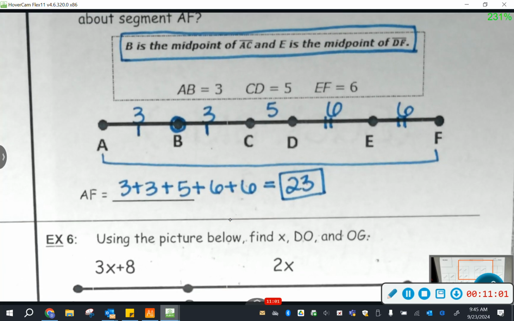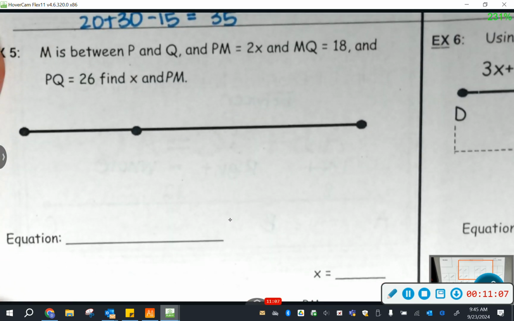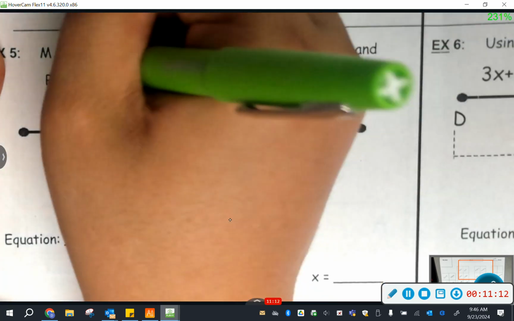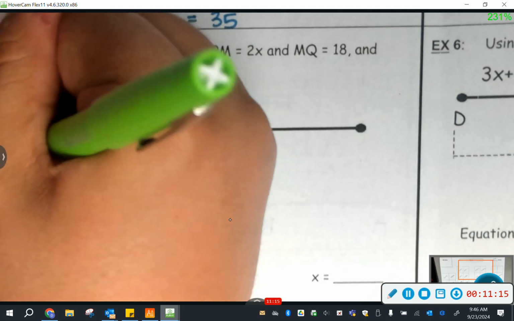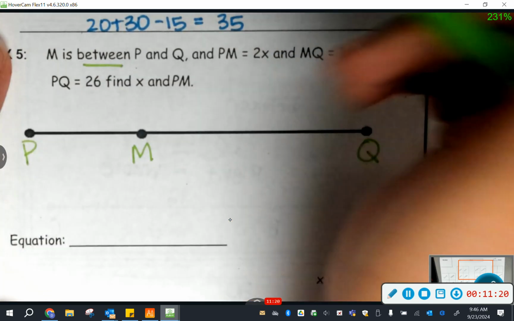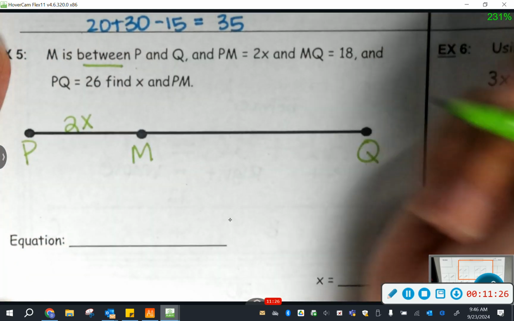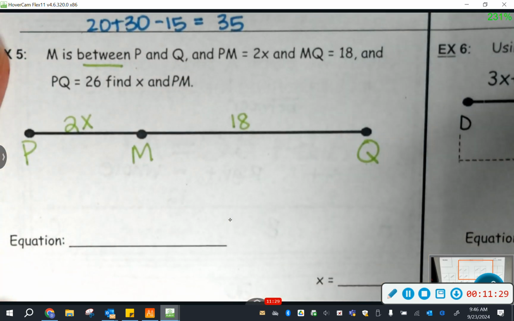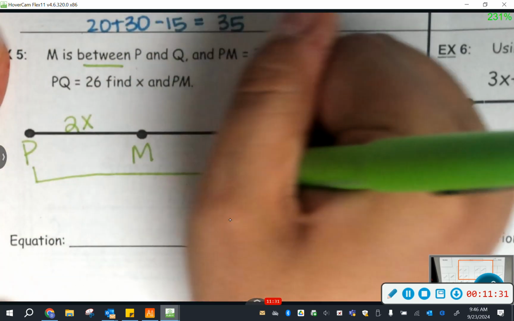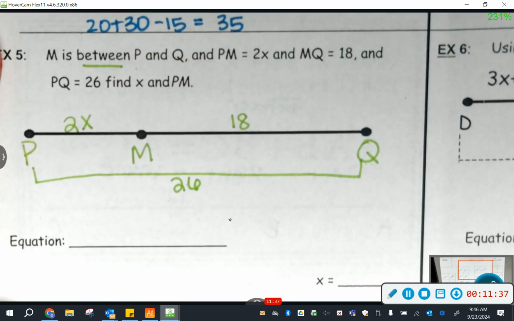Last one I'm going to do. Can I change it? Last one, bottom. We're going to now combine geometry, what we just learned, with algebra, what we were reviewing last week. It says M is between P and Q. So please put M between the P and Q. PM is 2x. MQ is 18. And P to Q is 26. How do I create an equation for this?